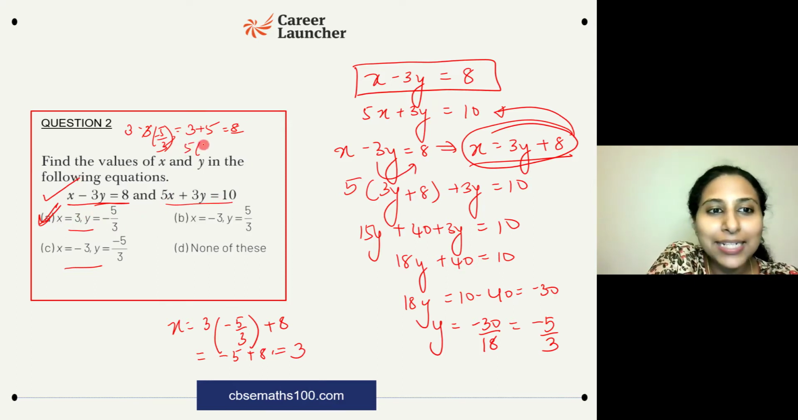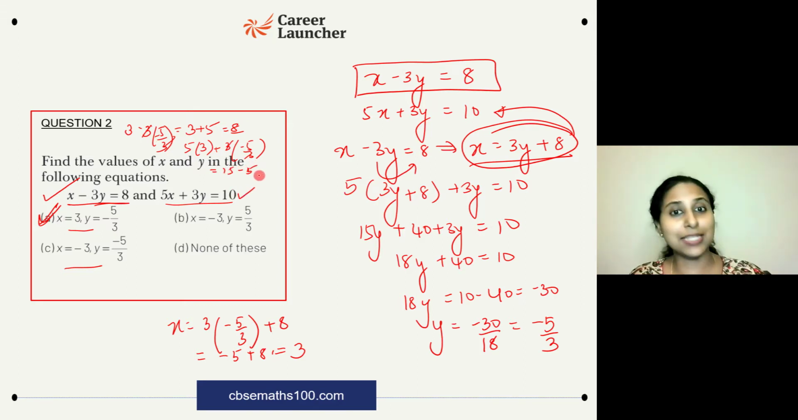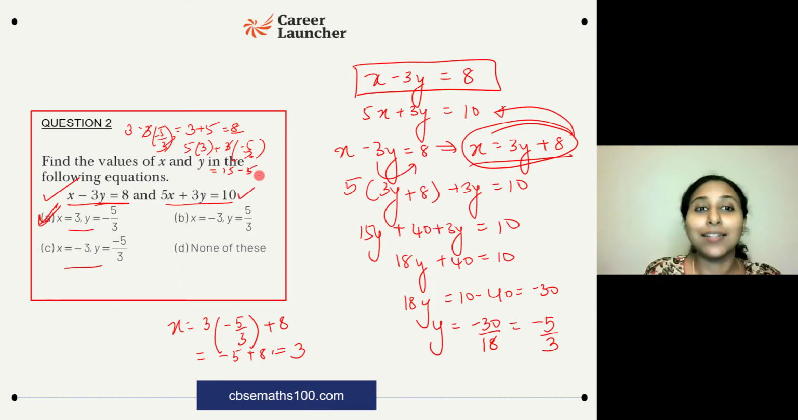You will have 5 times 3 plus 3 times minus 5 by 3. So this equals 15 minus 5, and that is becoming equal to 10. This is becoming true here. So hence, option A is the answer for these equations.